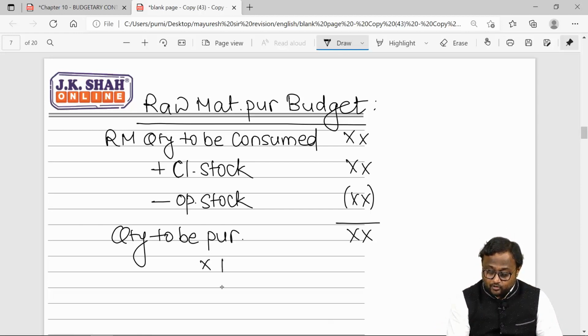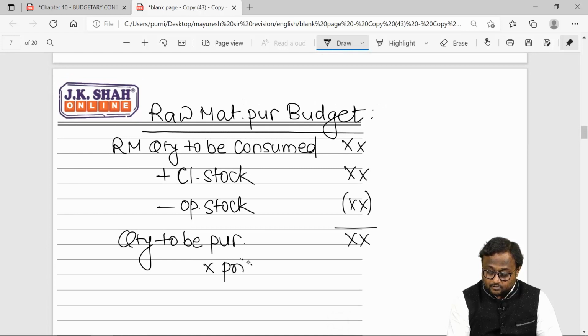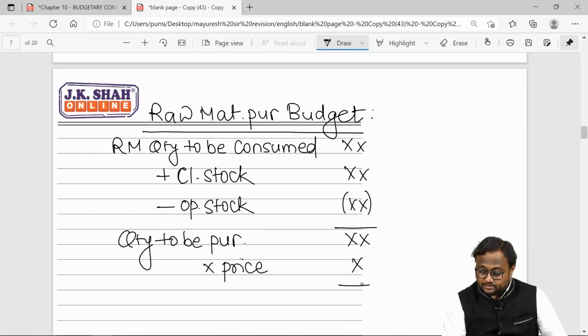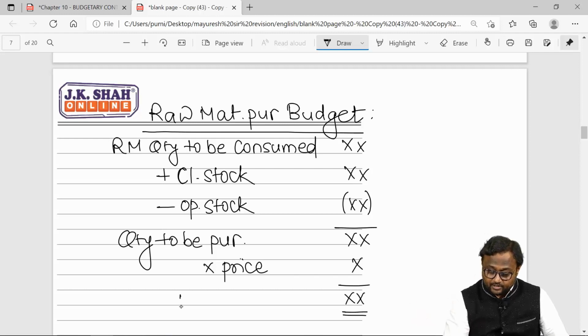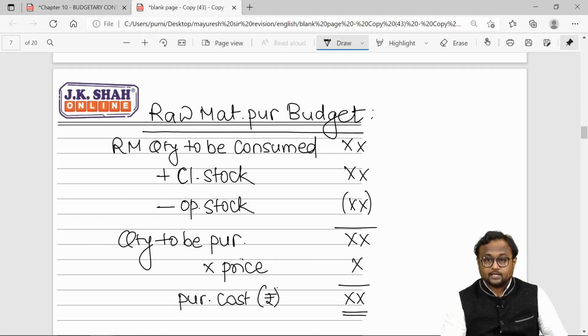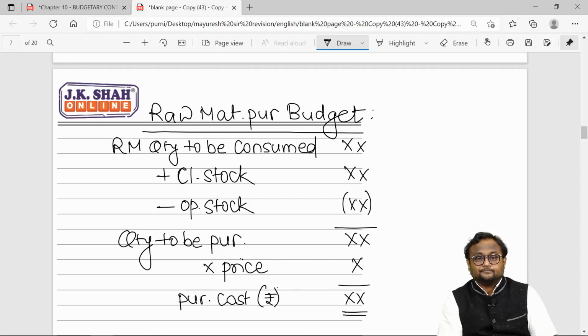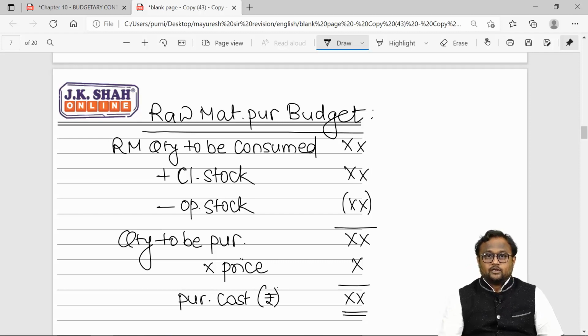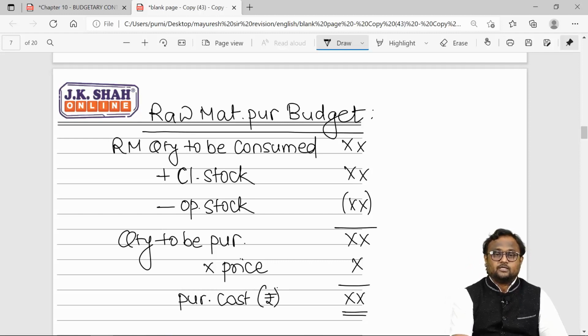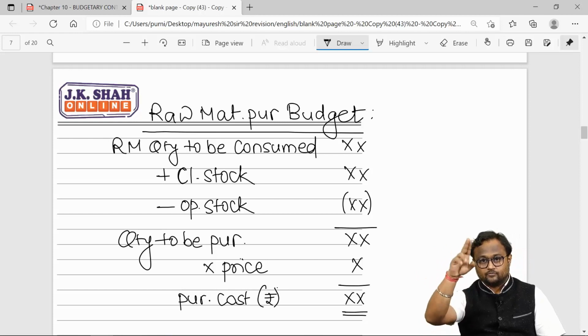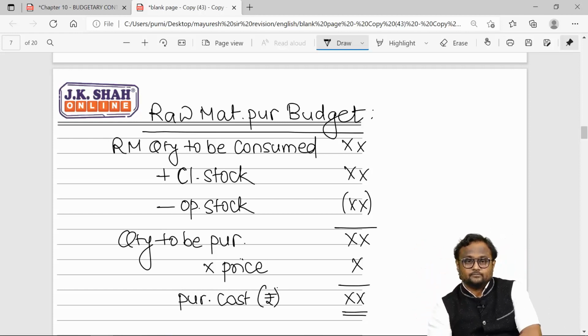The moment you get the quantity to be purchased, you multiply it by respective prices. If you have 2, 3, 4 different types of material, you will be getting the purchase cost on the last line in terms of rupees. So you might have 2 materials, 3 types, 4 types, doesn't matter. You keep on preparing columns for material A, B, C, P, Q, R, X, Y, Z, 1, 2, 3, whatever.